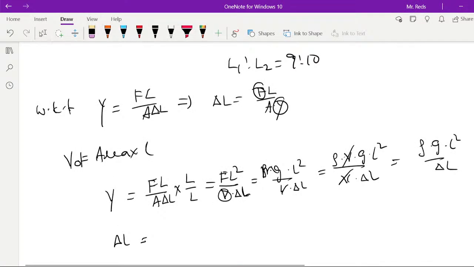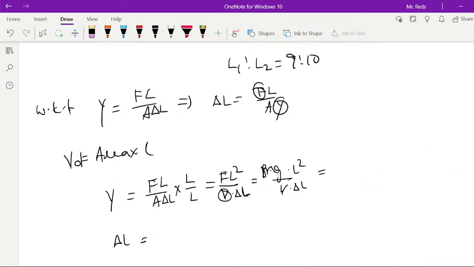See, no need to express this. You have to express it here as m in terms of m only. As volume is constant, I can write delta L is equal to mgL square by V into Y. Smallness is constant, g is constant, volume is constant. You can write it as proportional to m into L square. Delta L is proportional to m into L square.